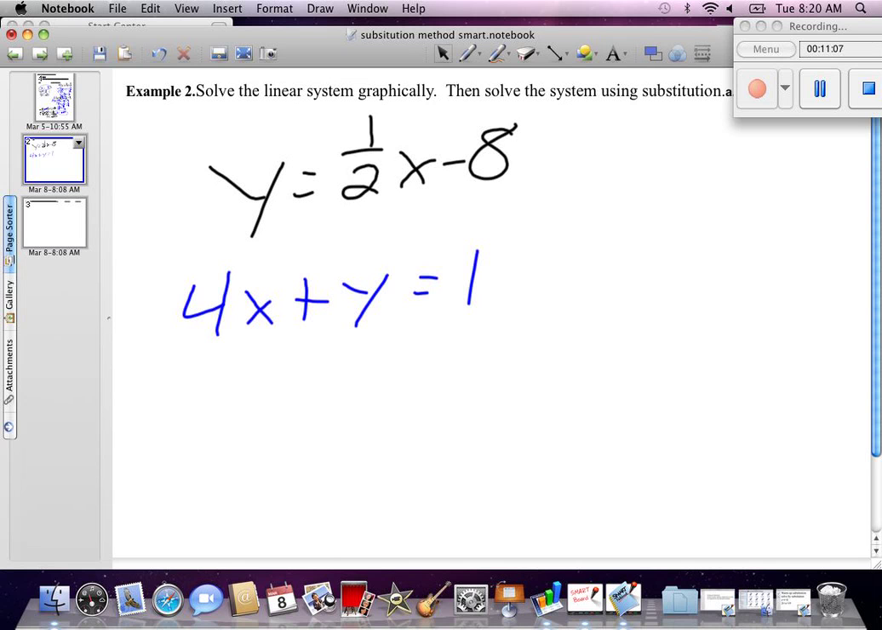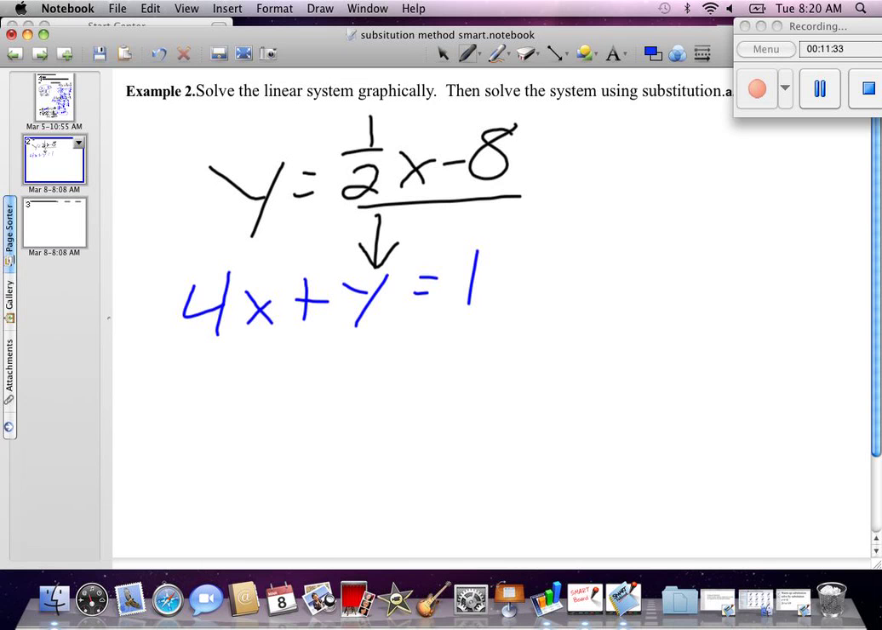Alright, Christina, you don't feel well enough to do this? Okay. Sierra, can you tell me what I would do first? Okay, I'm going to substitute. What am I going to substitute it in? I've got a letter all by itself, right? So I'm going to take everything in black and I'm going to put it where? Where the y is.